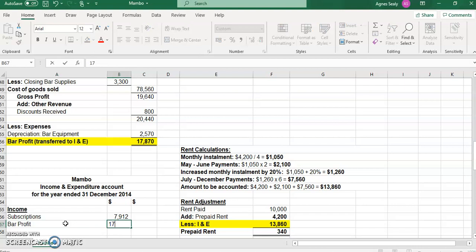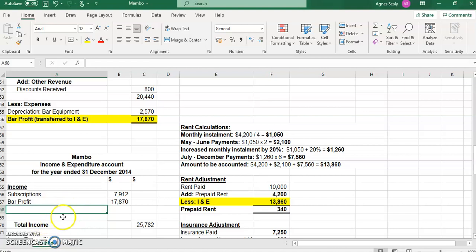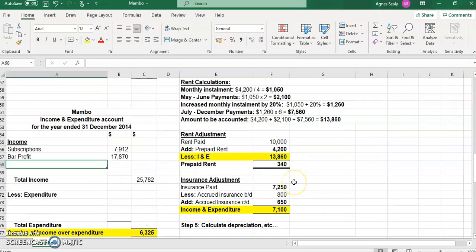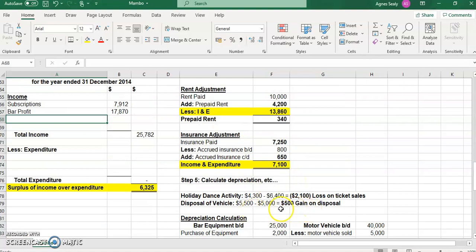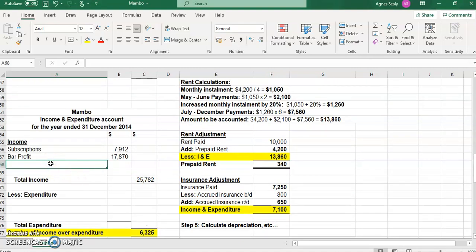And please note that if it was a bar loss, it would go as part of your expenditure. But this is a profit, so it's recorded as income. They also had a gain on the disposal of the vehicle, so you have gain on sale of vehicle, and that was $500.